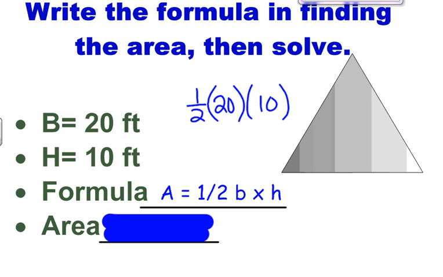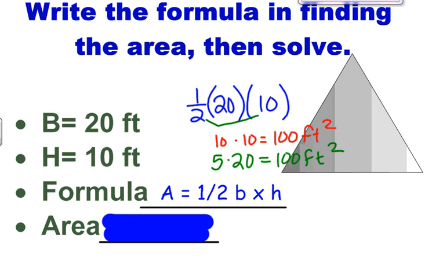I could do half of 20. What's half of 20? 10. And then I multiply it by this other 10, I'm going to get 100 feet squared. That's not the only way I could do this. Let me go back up here and write a different way that I could do this. What if I did 1/2 of 10? Half of 10 is 5. And 5 times 20 is 100 feet squared.